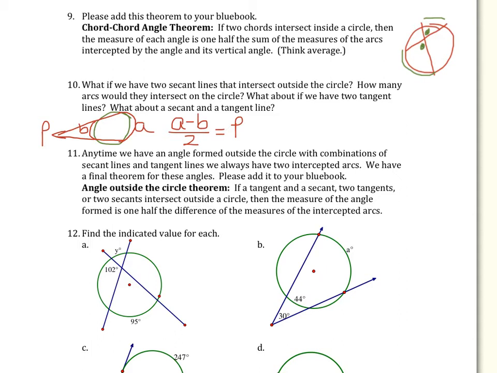And now we have another scenario. What happens if we have a secant and a tangent line who intersect outside of the circle? Well, a similar thing happens. I want you to see that there's an outside arc here and there's an inside arc here. So we still have arc A, arc B, angle P, and this theorem holds true. So we would just subtract the two arcs and divide by 2.